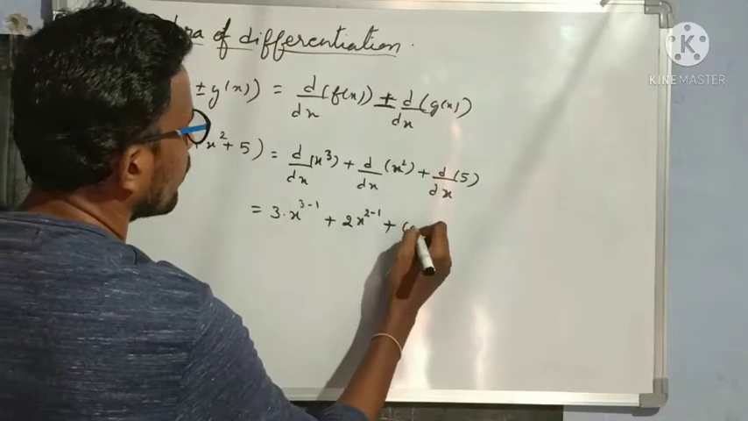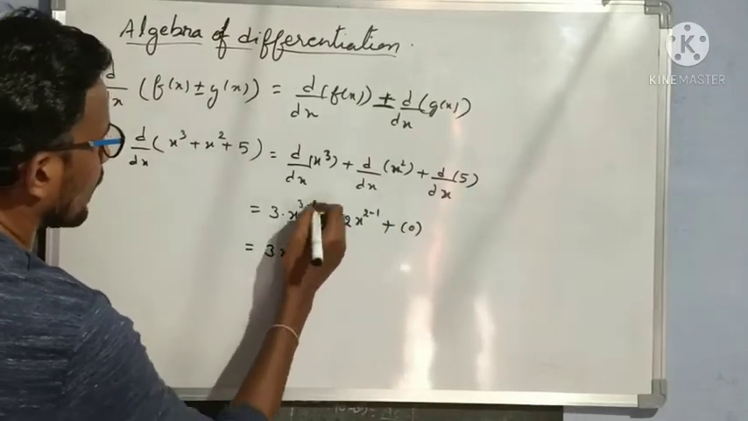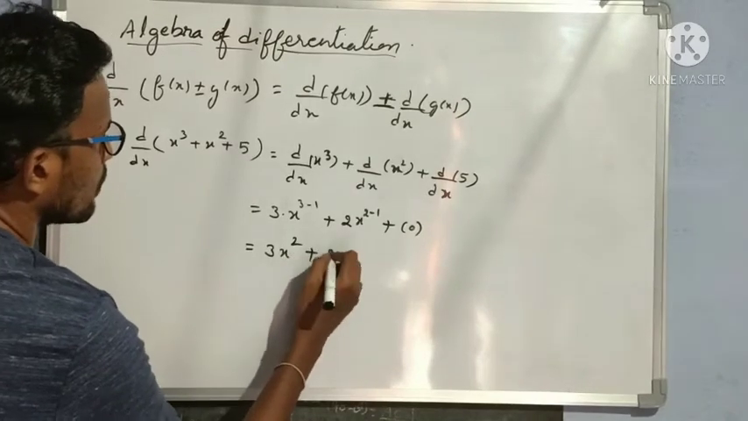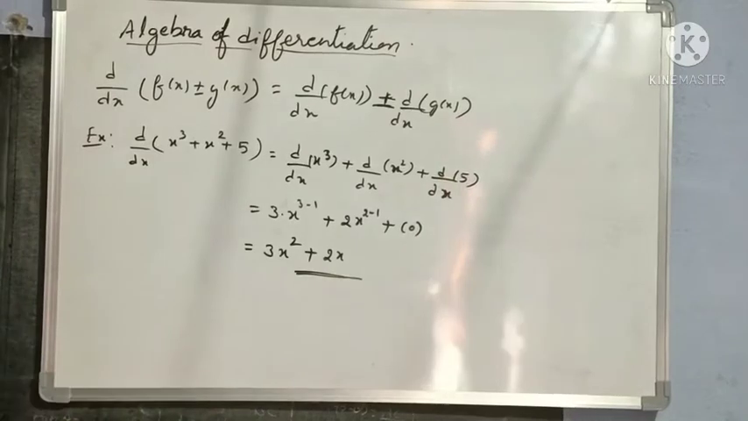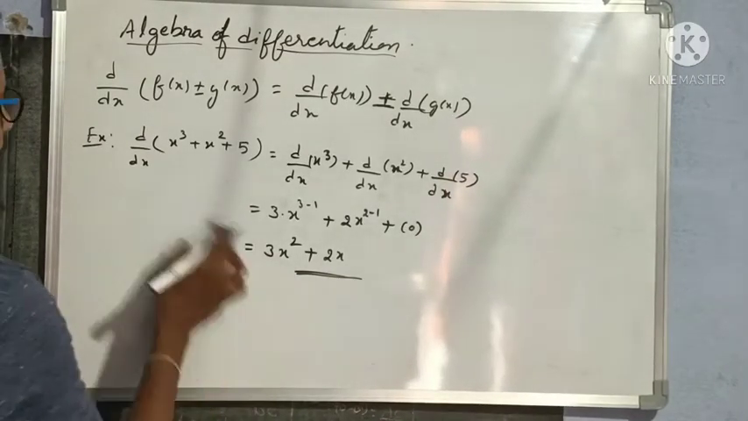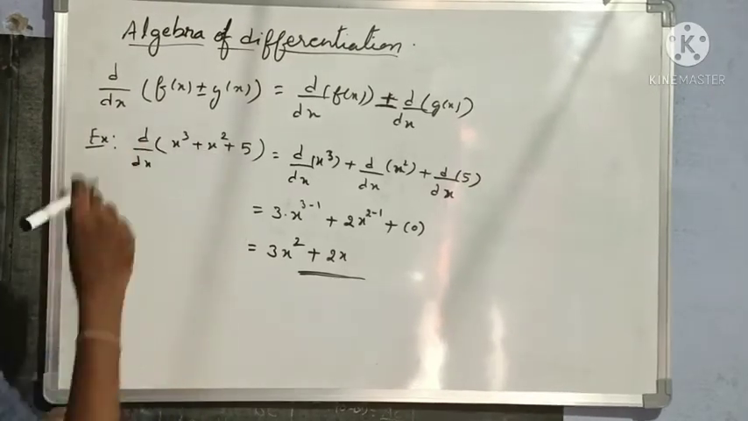of a constant, which is 0. So that is equal to 3 into x power 3 minus 1, which is 2, plus 2 into x power 2 minus 1, which is 1, plus 0. This is the answer. So 3x square plus 2x. This is the d by dx of this function, x cube plus x square plus 5.